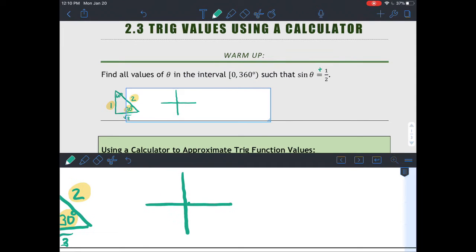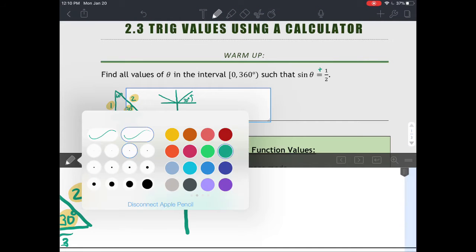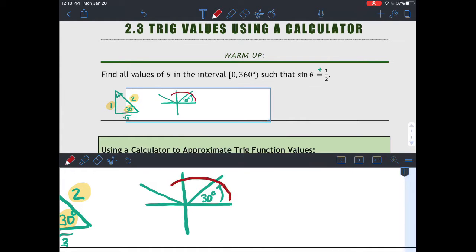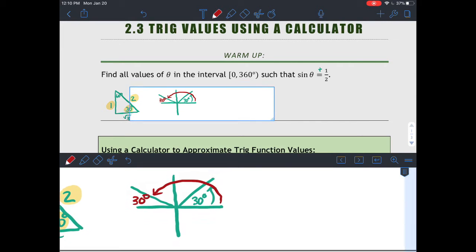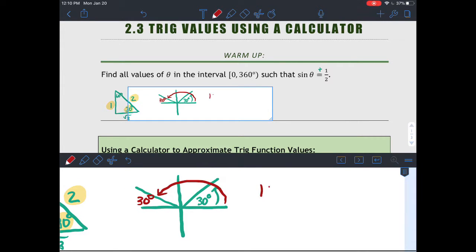And since it's positive, you could have that 30-degree reference angle in quadrant 1, and it'd just be 30 degrees, or you could have another angle in quadrant 2 that would still have that same 30-degree reference angle and still have a sine value of positive 1/2. So there are two possibilities for the angle that would have a sine value of 1/2, either 150 degrees or just our 30 degrees.